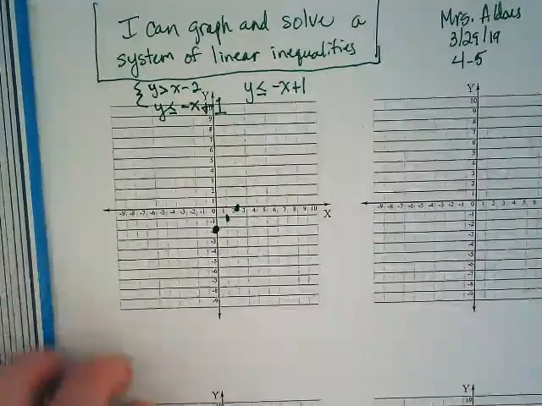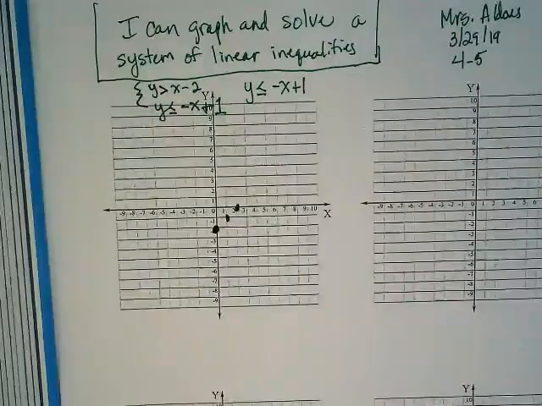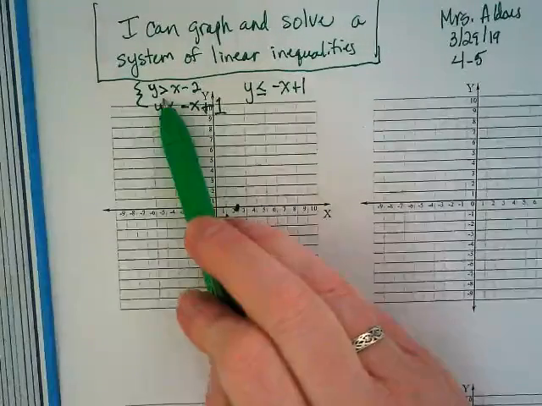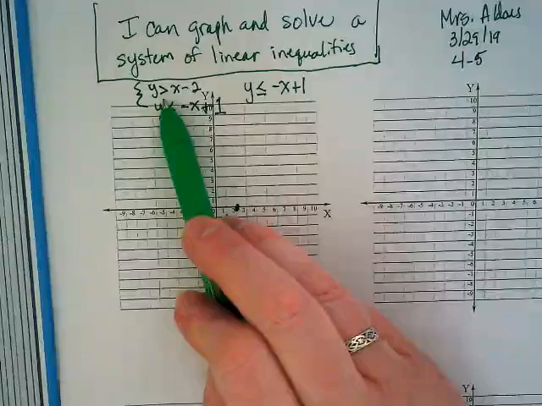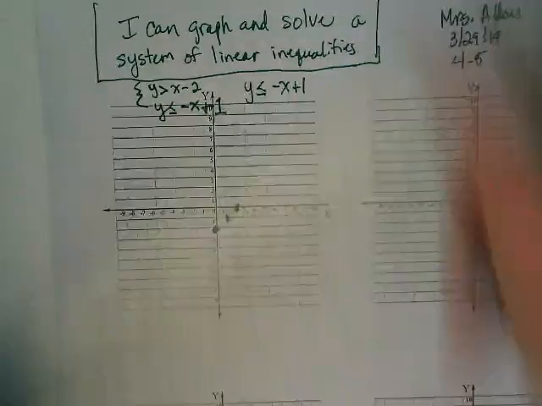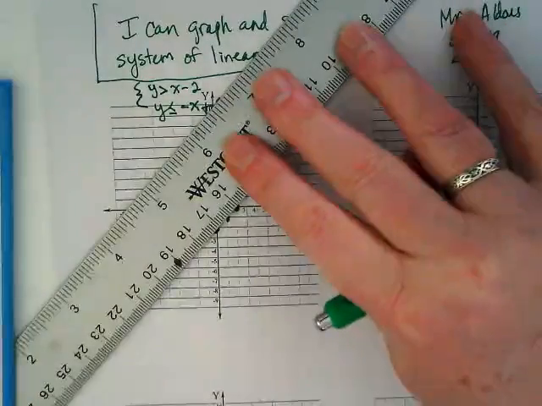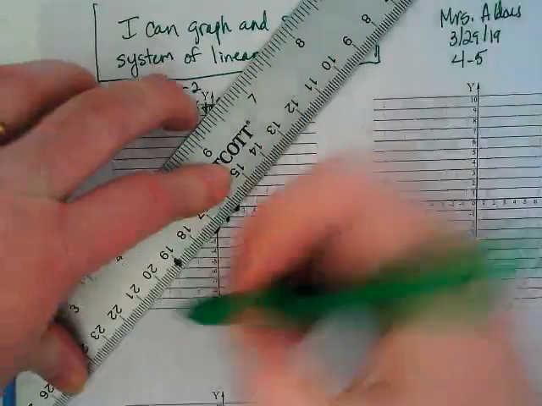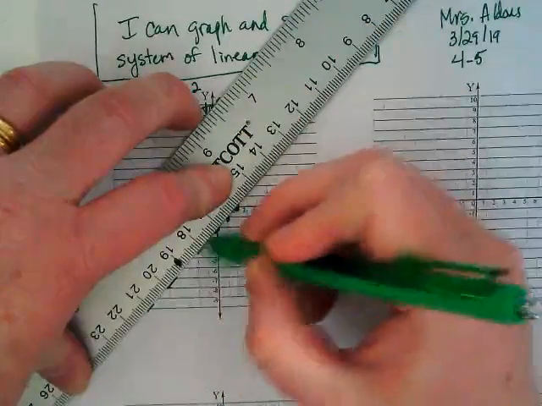But remember, as we're graphing these, we have to pay attention to, is it a solid or dashed line? And this one is greater than, not greater than or equal to, just greater than. So what kind of line are we using? We're going to use a dashed line. And I really want you taking that boundary line all the way across the graph.